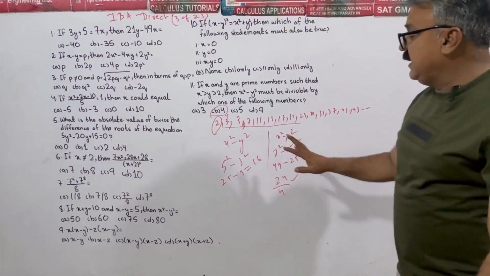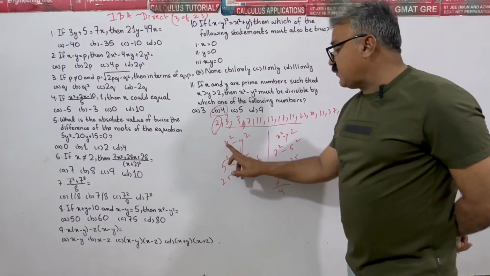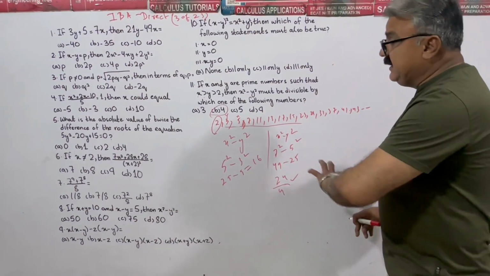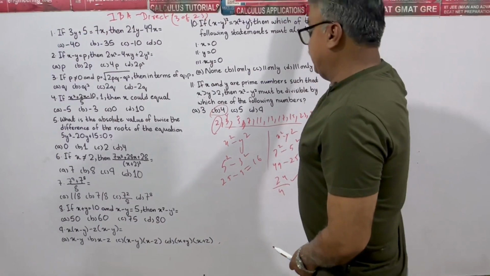Another clue for you: x is odd, y is odd. Odd into odd gives an odd result. Okay, let me sort this out in a different fashion for you as well.